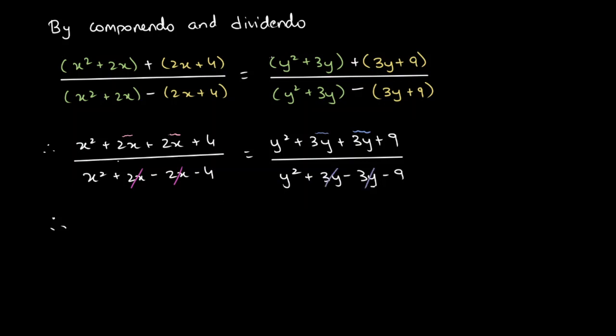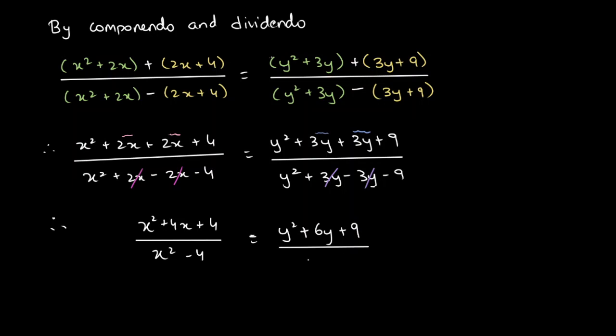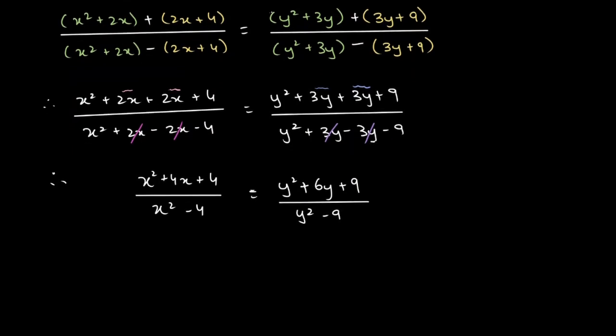So what I'm left with in the numerator on the left hand side is x squared plus 4x plus 4 divided by x squared minus 4, right? Here we have y squared plus 6y plus 9 divided by y squared minus 9. Right. Now here is where the sum becomes slightly trickier. Here's where it requires you to notice a particular thing.